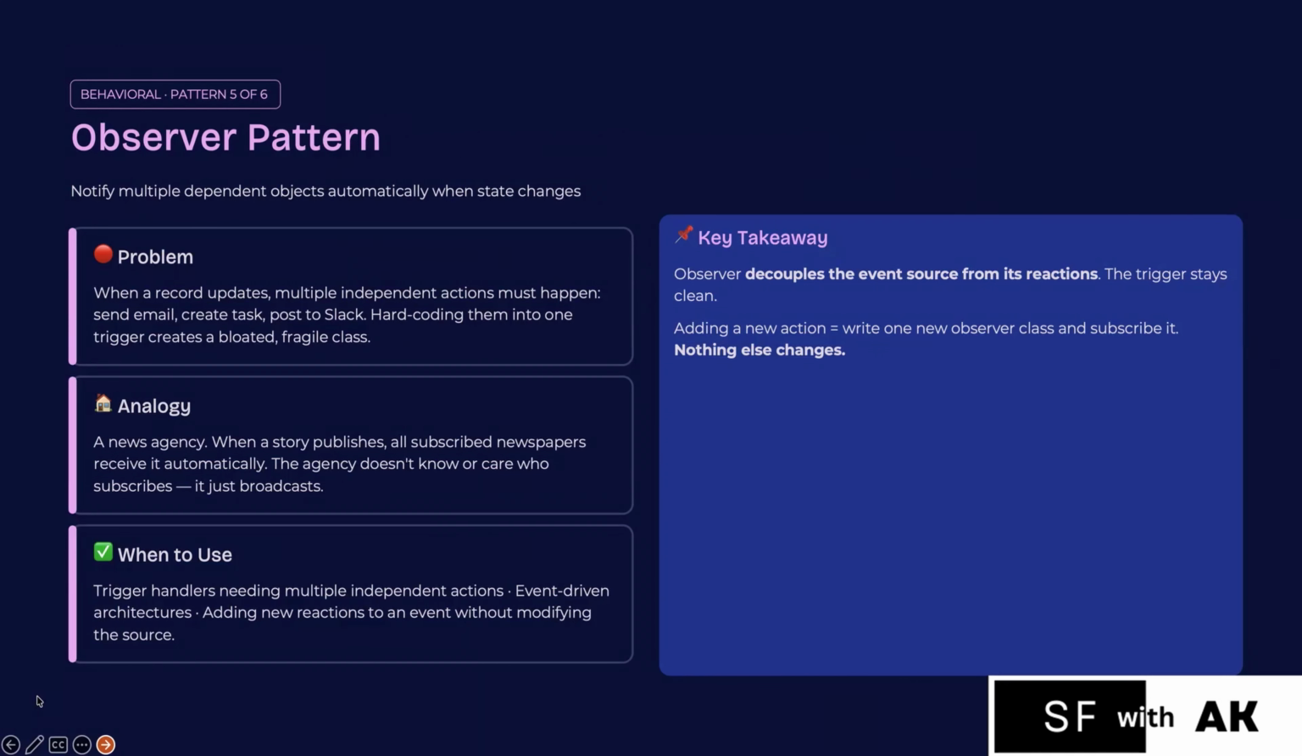Observer pattern. What problem does the observer pattern solve? You have a trigger on Opportunity. When a deal moves to Closed Won, you need to send an email, create a follow-up task, post a notification to Slack, maybe update a dashboard or something. You can do 10 things.